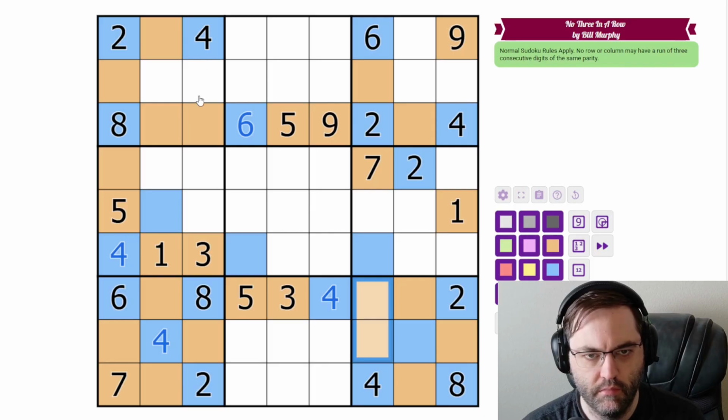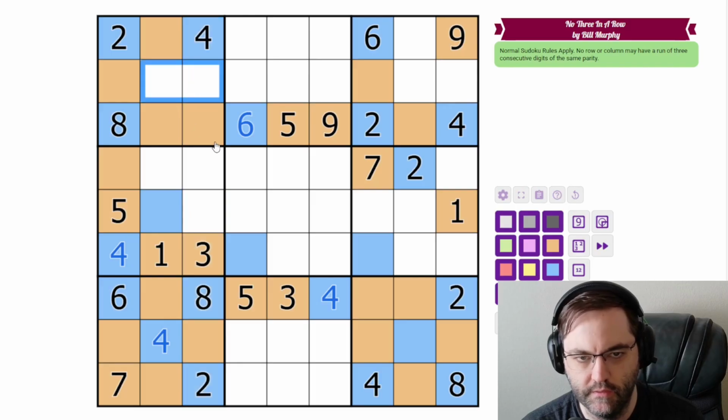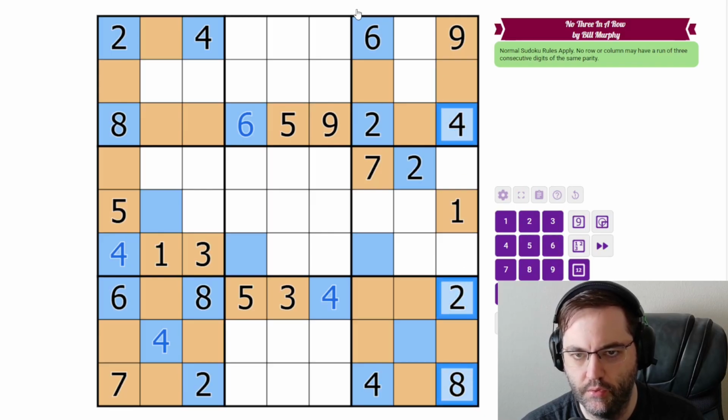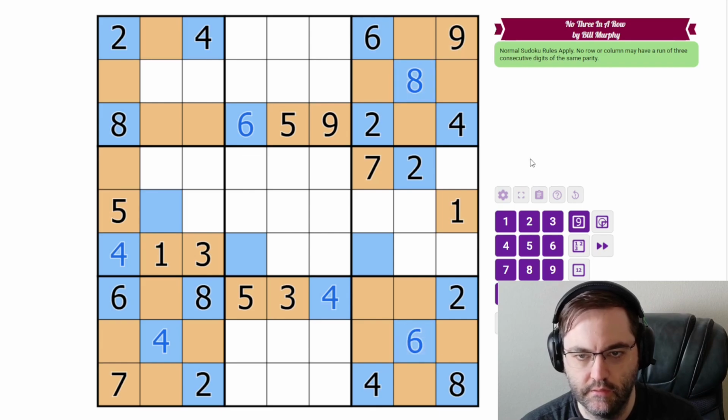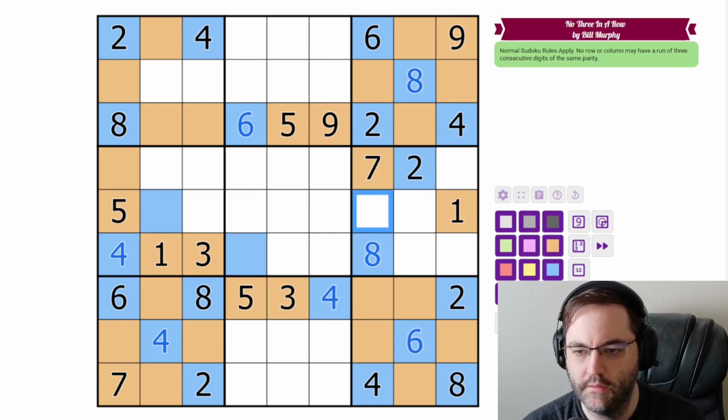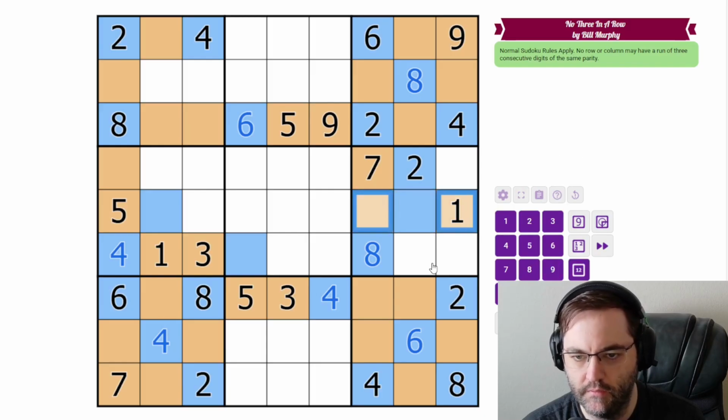I don't think we can do the same thing here. We know one of these is 6, but we don't know which yet. We can do it here. That has to be odd because there's 8, 2, 4 with 6 in the box. This now must be even to prevent 3 odds here. So this is odd. This is 8. This is 6. This is 8. This is odd because we have all the evens. This is even because of this. And we know that's 4. This is odd.